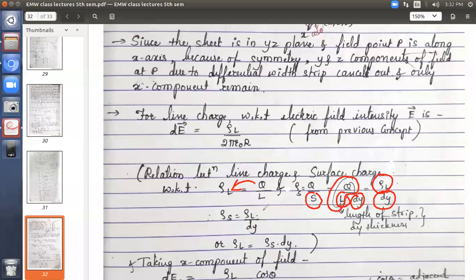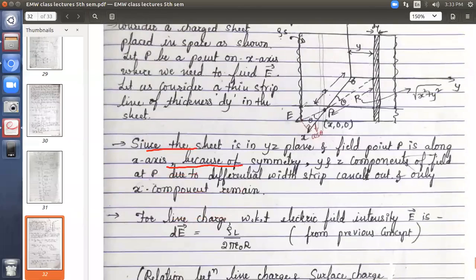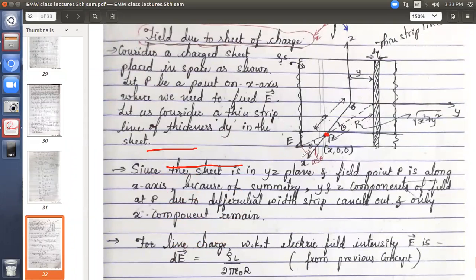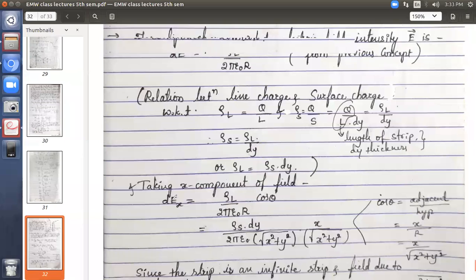So rho S is equal to rho L divided by dy, or rho L is equal to rho S into dy. So I have an equation for dE in terms of rho L, but rho L I can express in terms of rho S. So I will simply substitute it. Taking only the x component, I have explained why only the x component. Point P is on the x axis. Consider Ex only. Ey and Ez will get cancelled out. Only x will remain. Because of that, we are considering only the x component.